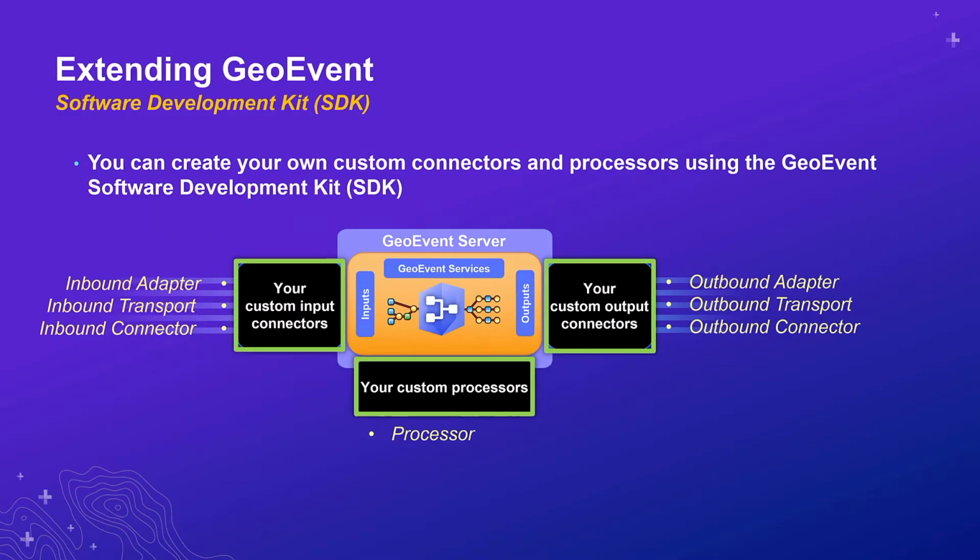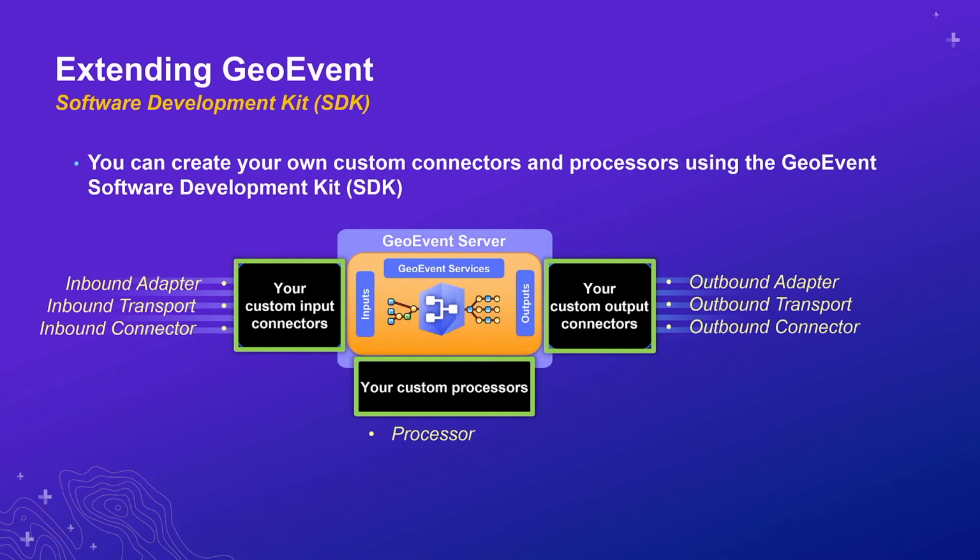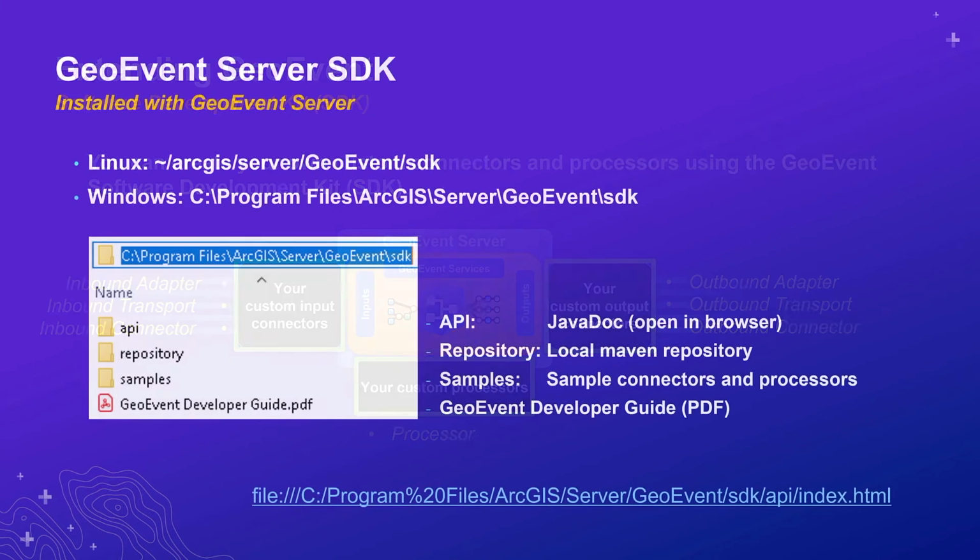Okay, but what happens when the out-of-the-box options aren't enough and there just aren't any components on the gallery that fit your needs? This is where the SDK can come into play. So this slide summarizes where you can add your own code to GeoEvent Server. You can customize inbound and outbound connectors, and you can customize processors. So the GeoEvent Server does come with an SDK, which allows you to build all of these custom components. The GeoEvent SDK provides a number of resources to accomplish these tasks.